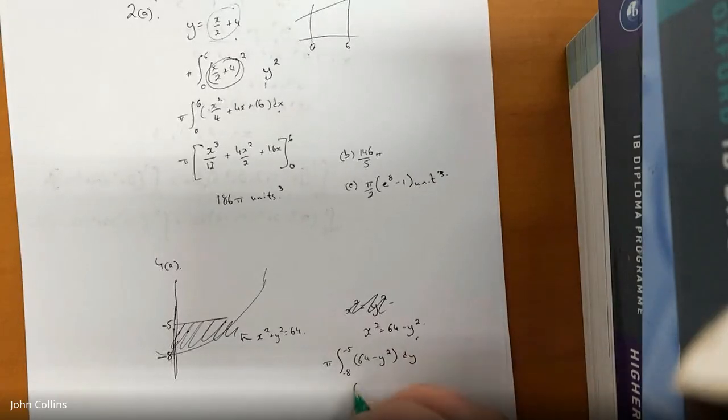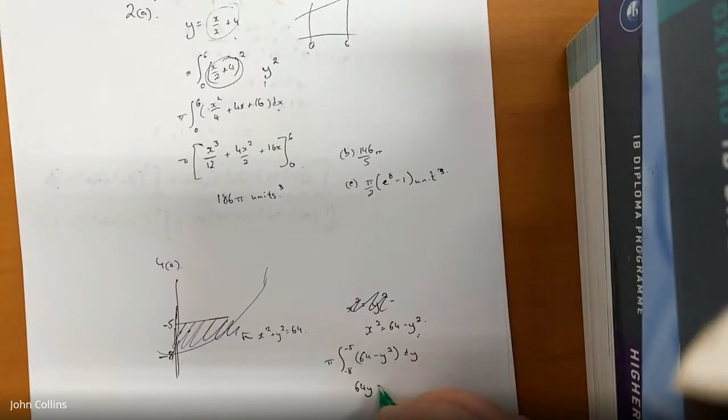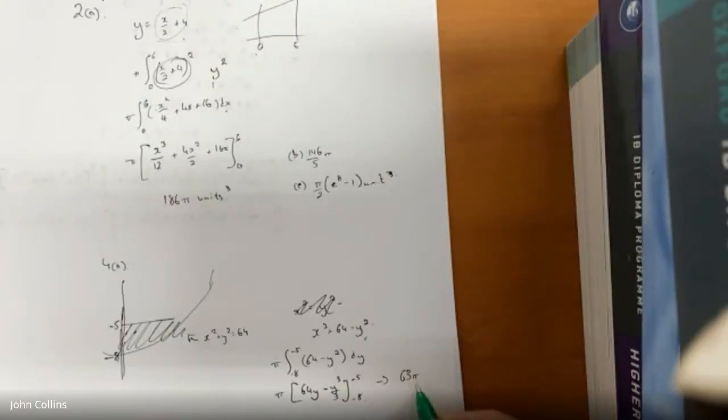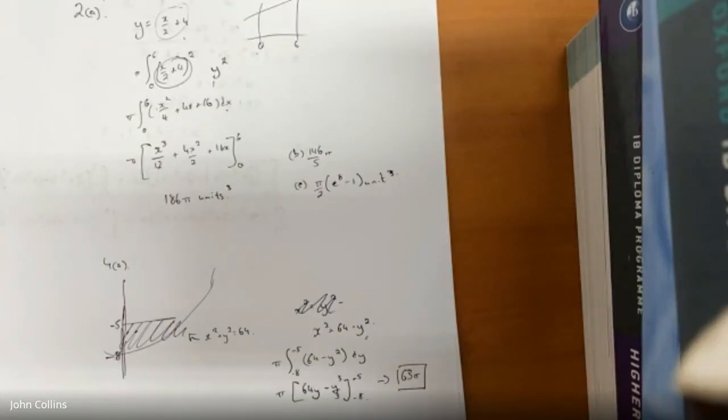So we can do that out. 64y, then integrate minus y cubed over 3 between -5 and -8, times pi. If you sub all that in, I think you get 63 pi. Right, did you get that? Yep, 63 pi. All right, and part B, a hemisphere bowl of radius 8 centimeters contains water of depth.